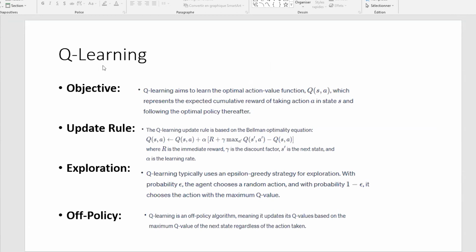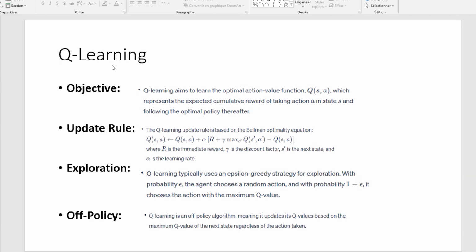For Q learning, the first objective is to learn the optimal action value, Q(S, A), the couple of state and action, which represents the expected cumulative reward of taking action A in state S and following the optimal policy thereafter. The update rule follows the Bellman equation. The Q learning update rule is based on the Bellman optimality equation.